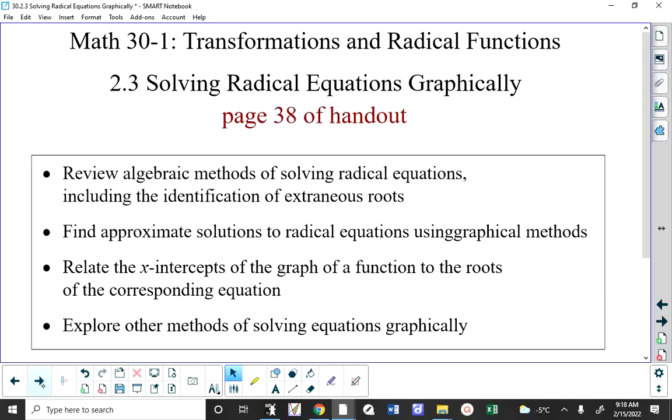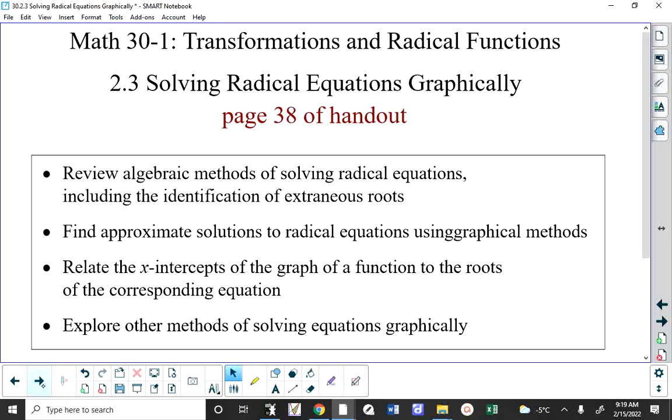So we're going to review the algebraic methods of solving radical equations that you learned about last year, or last course, in Math 20-1, and that includes finding extraneous roots, which I expect you to find in my Math 20-1 class. By the way, the word root is just a synonym for solution. So when I say what are the roots of an equation, I'm asking you for the solutions to the equation.